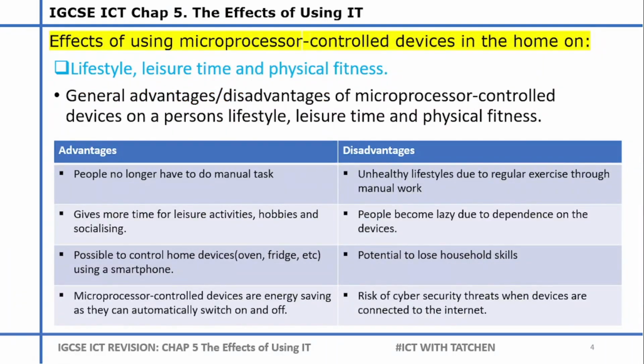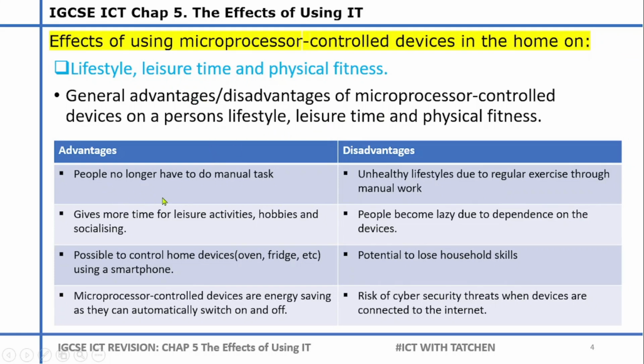Now the first thing we want to look at is how microprocessor controlled devices, when they are used in the home, affect our lifestyle, our leisure time, and physical fitness. Definitely these devices affect us in one way or the other, either positively or negatively. Firstly, we'll look at the advantages of these devices on our lifestyle, leisure time, and physical fitness.